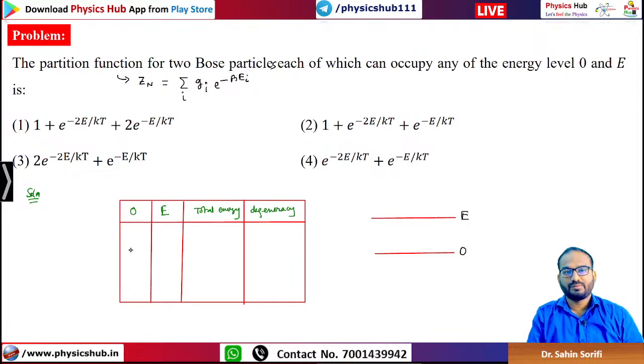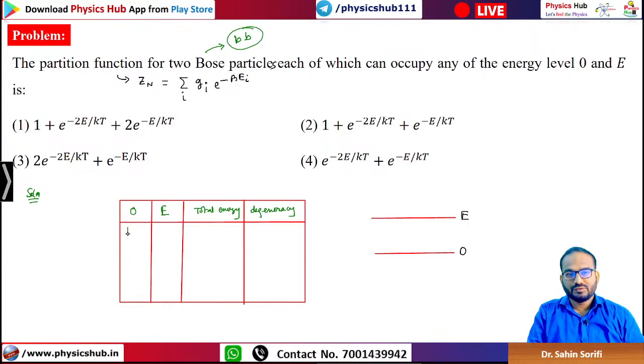So, how many probable combinations are there? Two Bose particles are there, so let us denote them. One particle is B, another particle is also B, because they are identical, indistinguishable. Let us keep both the Bose particles at the 0 level. So, there will be no particle in the E level. The total energy will become 0, 2 into 0 is 0. And what is the degeneracy here? It is 1.